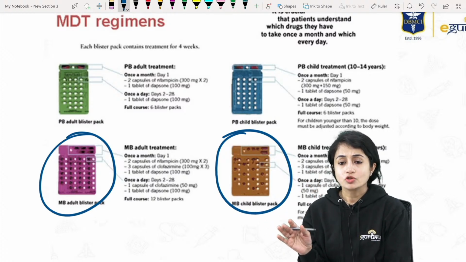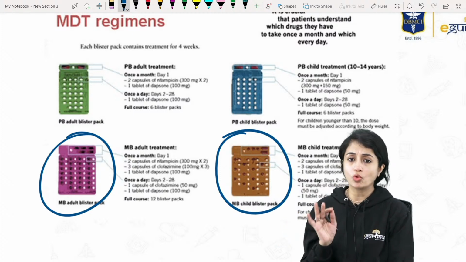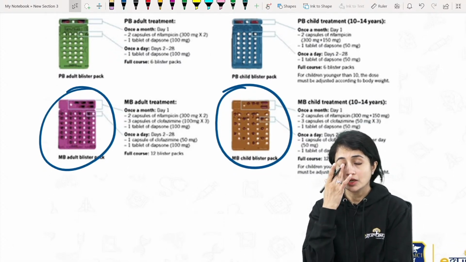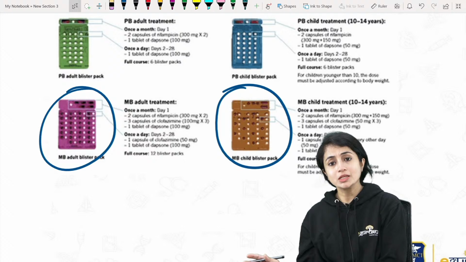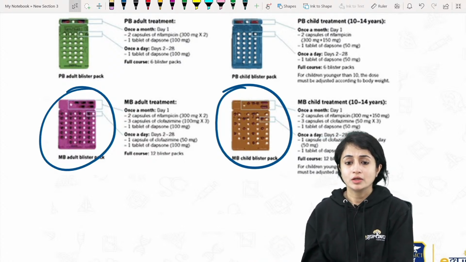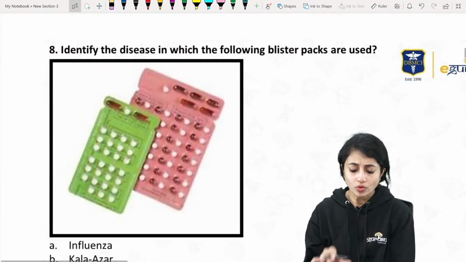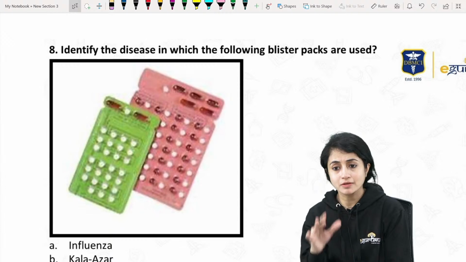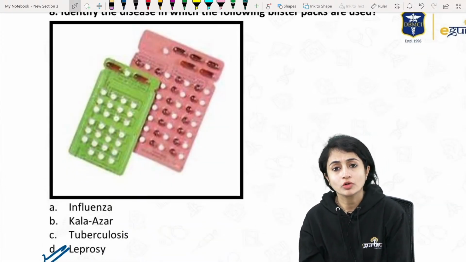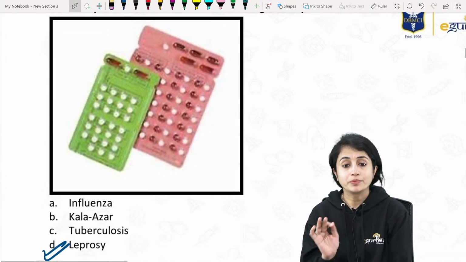Nowadays what we are following is we give MB therapy to all the patients. Just that patients who were given PB earlier are given MB for 6 months, whereas those who are on MB are given MB for 1 year. But that's just additional information. You should know this kind of blister pack, develop this image in your mind. This is a blister pack which is used for leprosy.